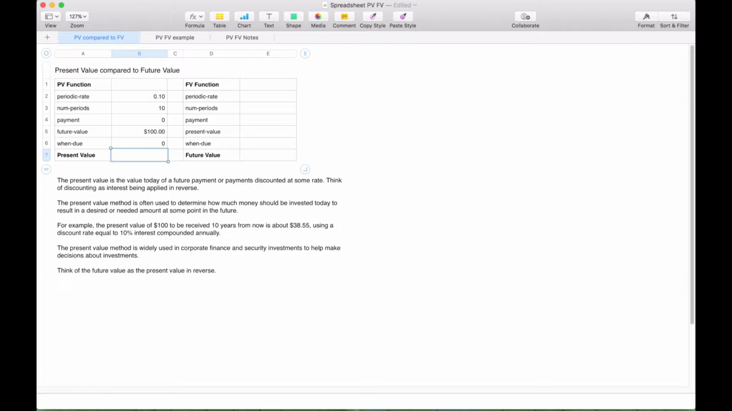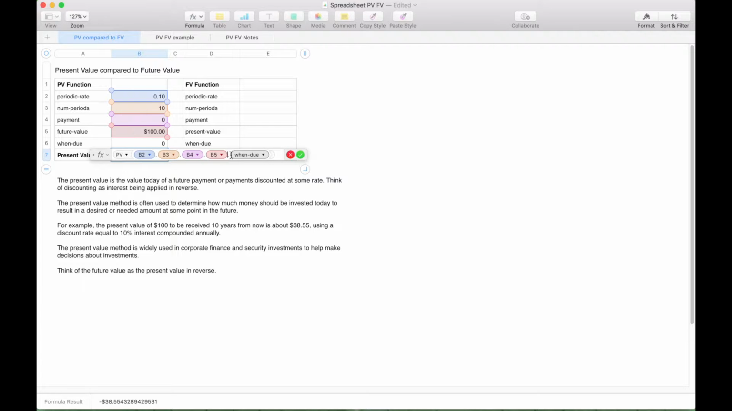Now let's go ahead and use our present value function, and to do that we're just going to hit the equal sign. We're going to type PV for present value. We'll hit enter. And now we need to put in all of our arguments. So the first argument is the periodic rate, which is here. The second argument is the number of periods here. Third argument is the payment, and there were no payments. The fourth argument is the future value, which is the $100.